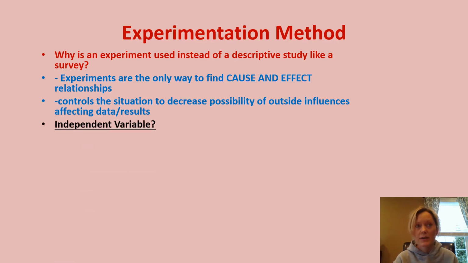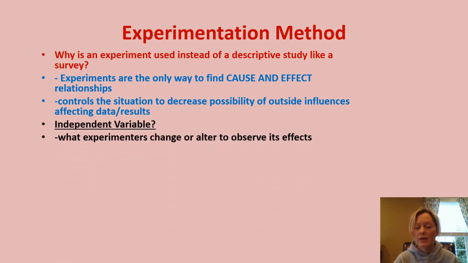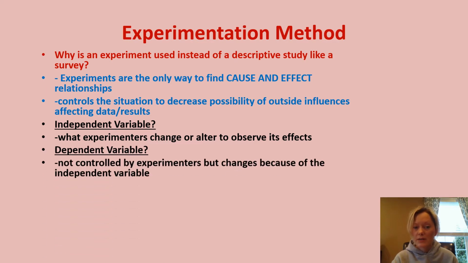So what is the independent variable? An independent variable is what the experimenter changes or alters and then is going to observe its effects. And the effect that it has is actually the dependent variable. It's not controlled by the experimenter, but we're hoping that whatever we put into the experiment, whatever that item or cause is, that's going to show the actual effect.